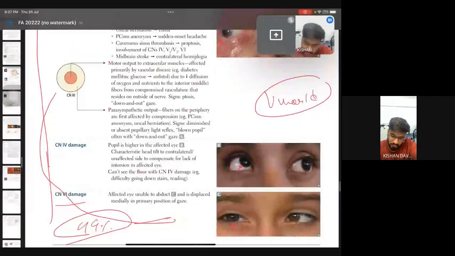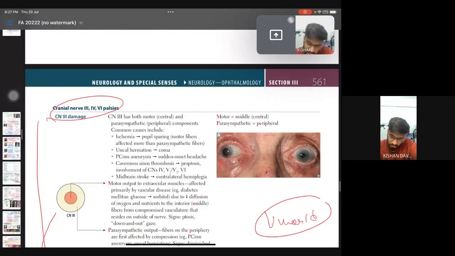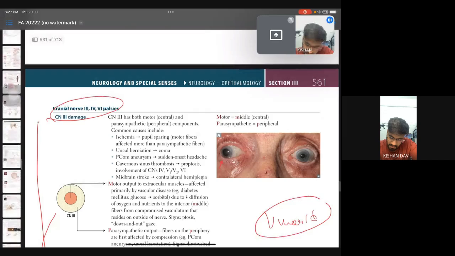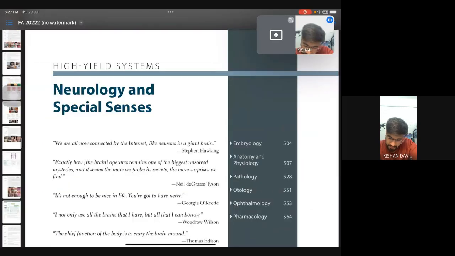All right, we were doing the bone tumors and everything yesterday. Today we will do the skin part. We will start with the skin, finish with the skin.